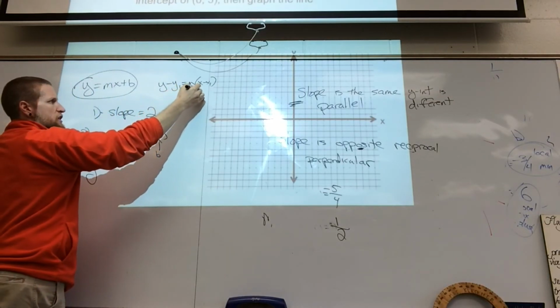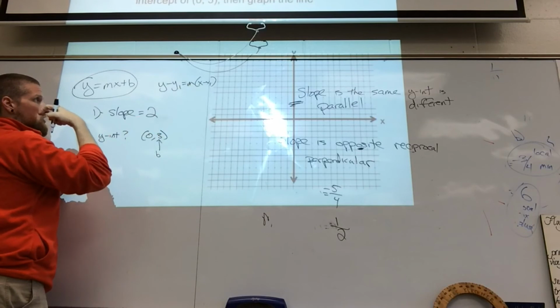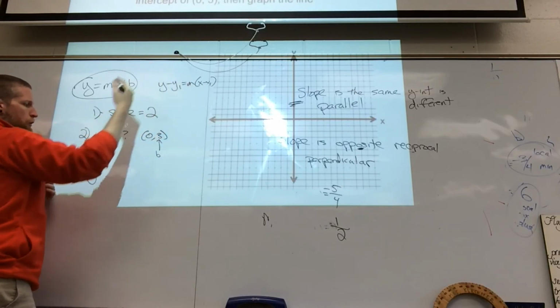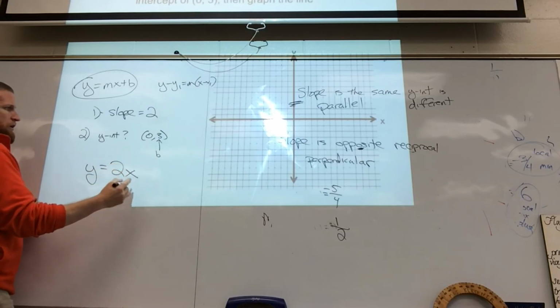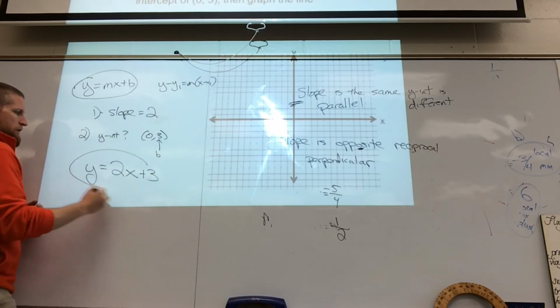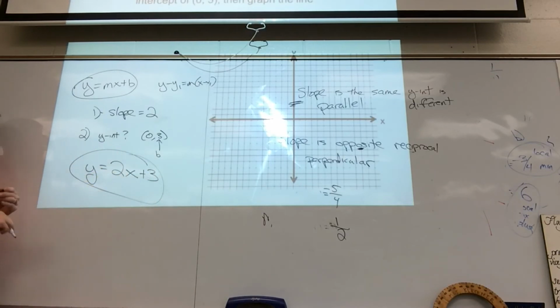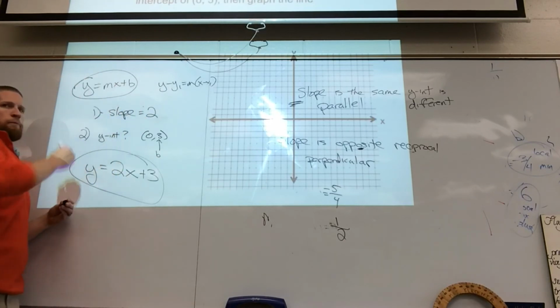You could use this one because this is technically a point. It just looks weird to have a -0 somewhere. So this formula would look like 2x plus 3. That's the whole thing, just from me plugging in the m and the b.